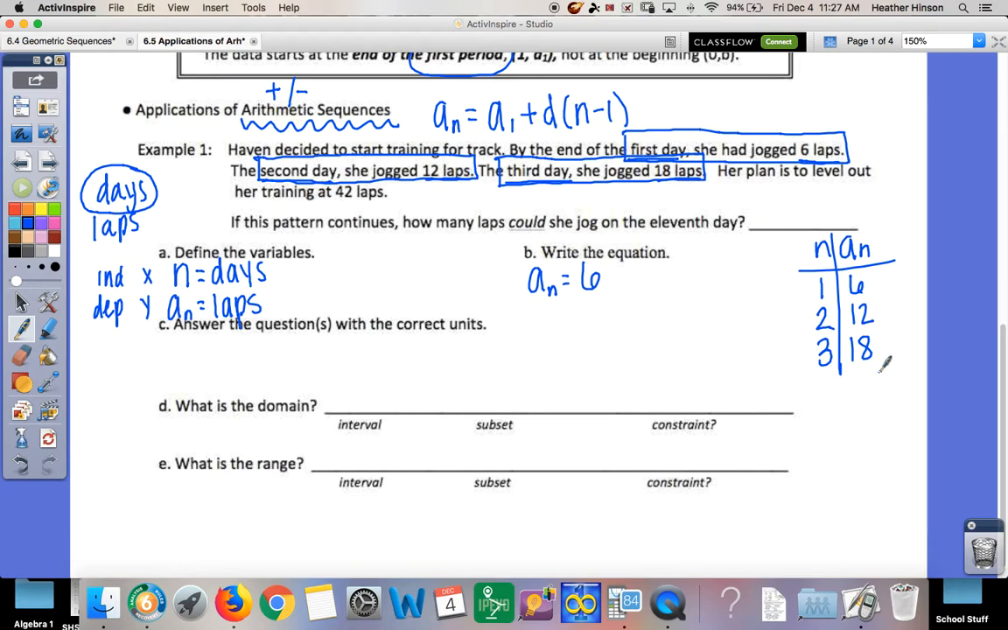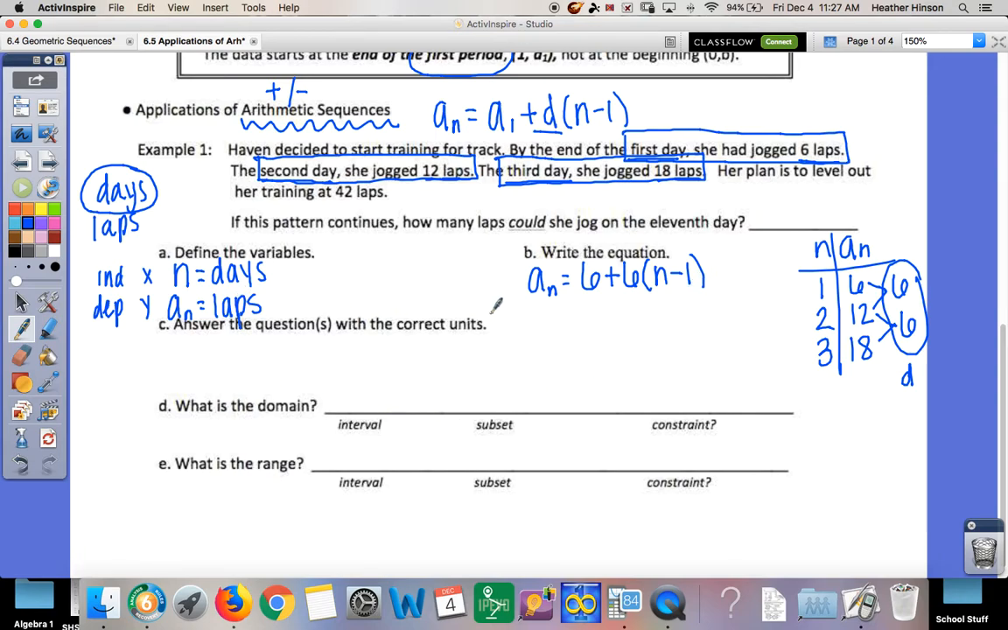So how do we find the difference? Well, all of these are going to be arithmetic, so you're just going to subtract backward. 18 minus 12 is 6. 12 minus 6 is 6. So that's your difference. So we're going to add 6 for the difference. Then we just put n minus 1. And that's just because we're starting at 1 and not 0.